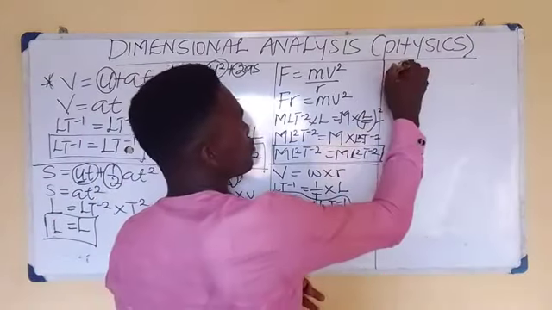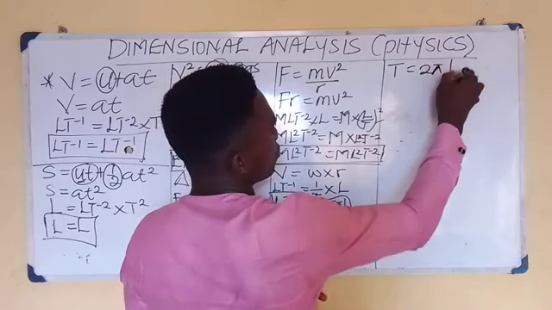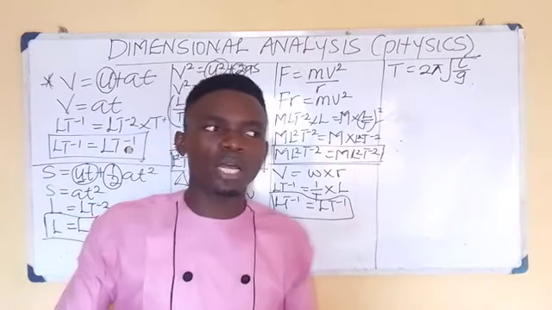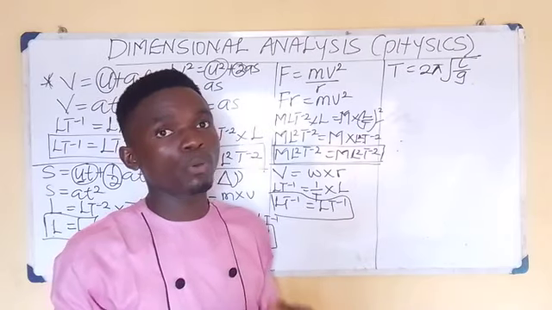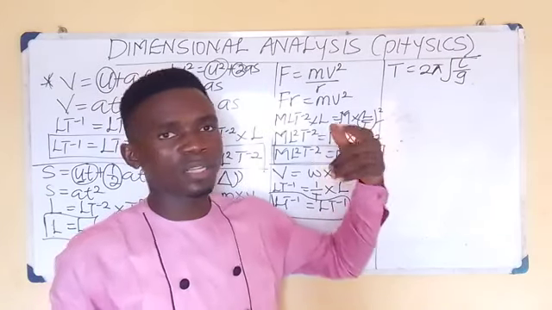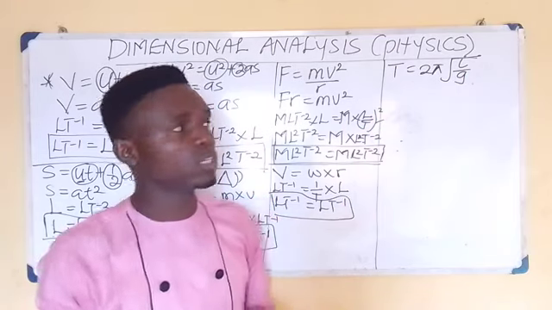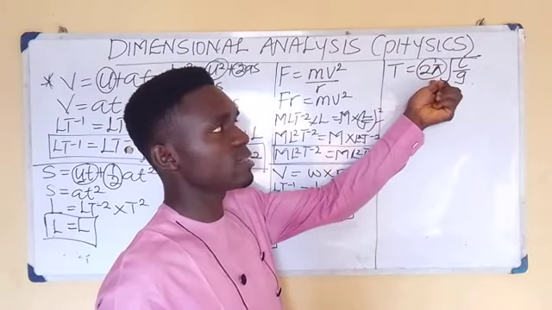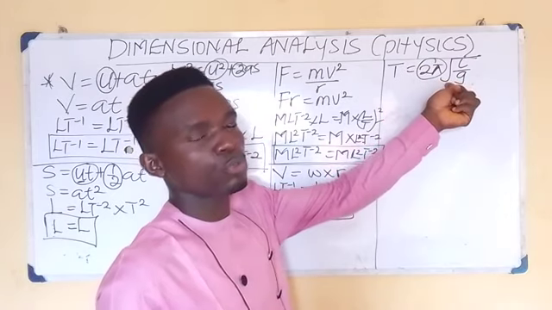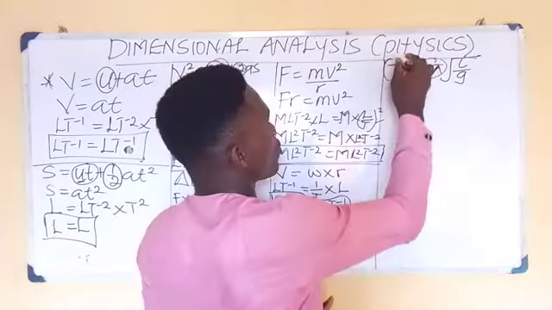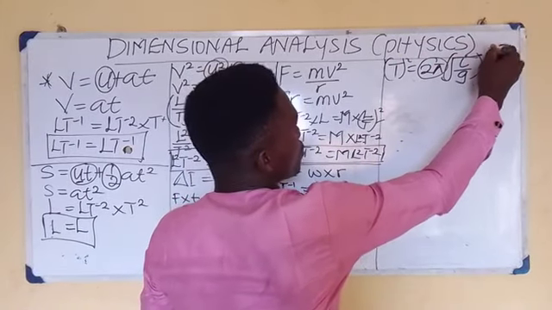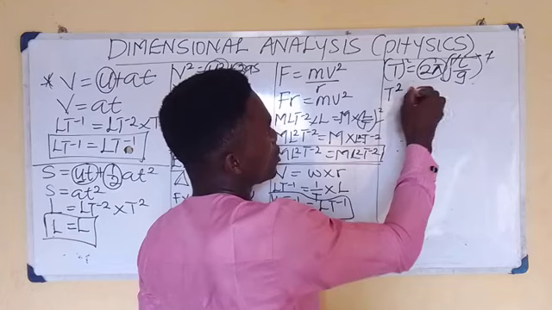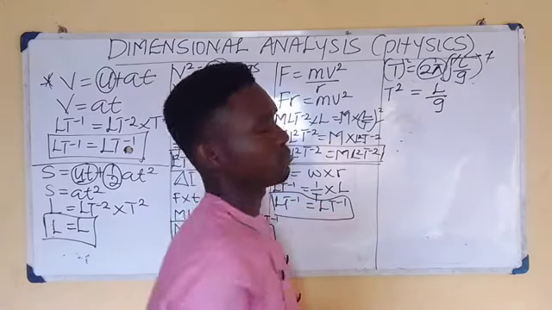Now, let's prove T equals 2 pi root L over G. This is the formula used when calculating the period of a pendulum bob. T is the period, L is the length, and G is acceleration due to gravity. Don't forget that you have to neglect the 2 pi. Once you have neglected this, in order to cancel out the big root, what do you do? Square both sides. So these two will cancel out the square root, and I'll have T raised to power 2 equals L over G.